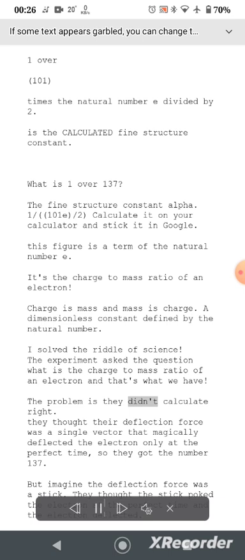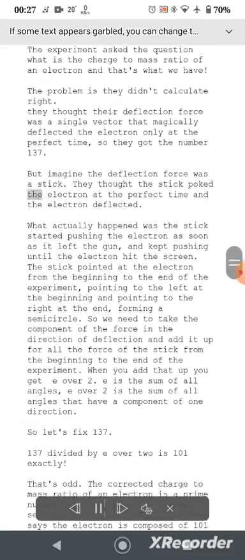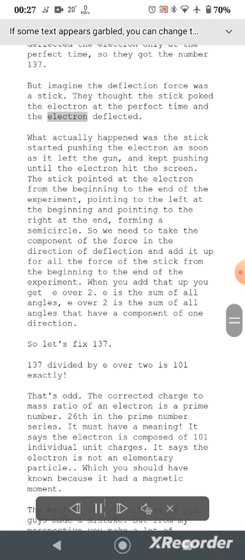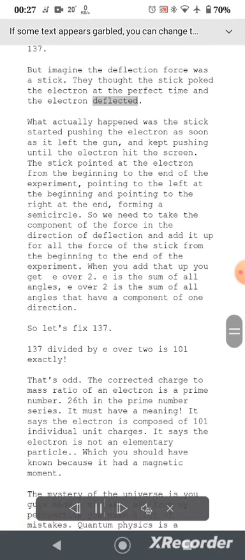The problem is they didn't calculate right. They thought their deflection force was a single vector that magically deflected the electron only at the perfect time, so they got the number 137. But imagine the deflection force was a stick. They thought the stick poked the electron at the perfect time and the electron deflected. What actually happened was the stick started pushing the electron as soon as it left the gun, and kept pushing until the electron hit the screen.